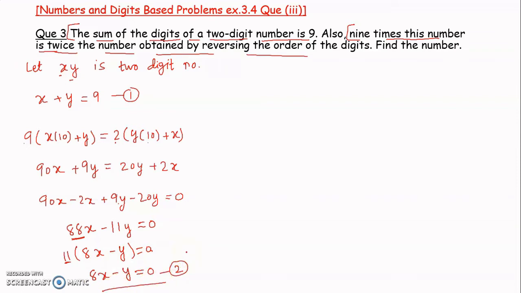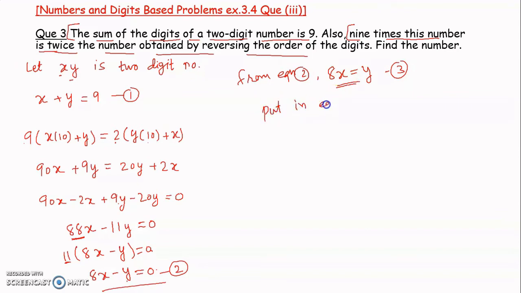And now you can solve those two equations very easily. Here I can use the substitution method. You can use any method, either elimination, substitution or cross multiplication. I think here the substitution method is a little simple. From equation 2, the minus y will go to the other side, so we get 8x equal to y. Now we will put this value in the first equation.